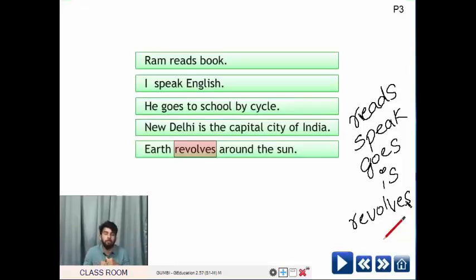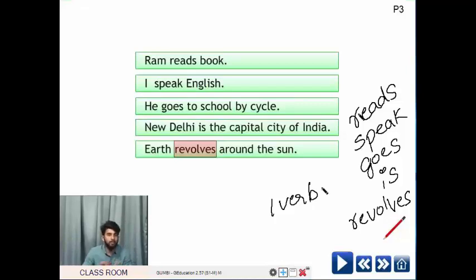Reads. Speak. Goes. Is. Revolves. So what are these words? You can see certain action in them, right? Reads, speak, goes, revolves, is. All these are action words, or we also call them verbs, right? So in each sentence we could find one verb.